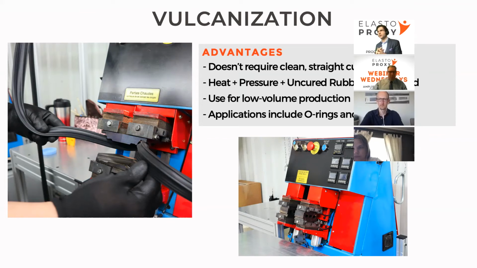It's great to use for low volume production, and it does not require as straight a cut because of the uncured rubber that gets put in between the two. Whether it's a 45-degree angle or even a butt splice, as they call it, it's more forgiving in terms of your cuts compared to the infrared splicing machine.